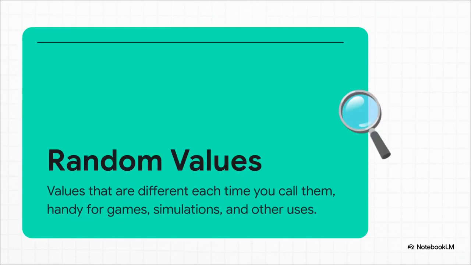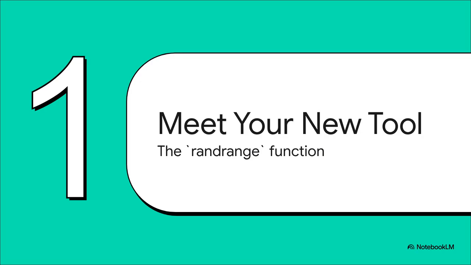So, what do we even mean by random values? Put simply, it's a number or a value that changes every time you hit run on your code. And this isn't just for making things messy. It's a seriously powerful tool for building everything from a simple dice rolling app to huge, sprawling worlds in a video game.